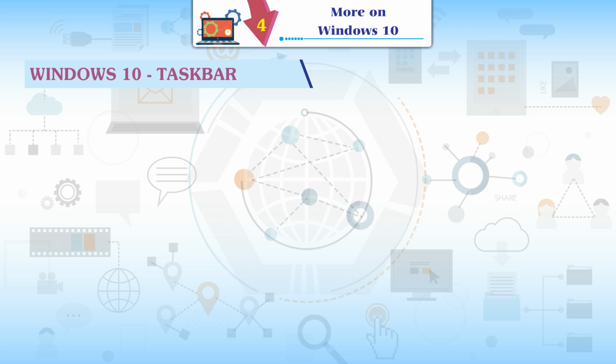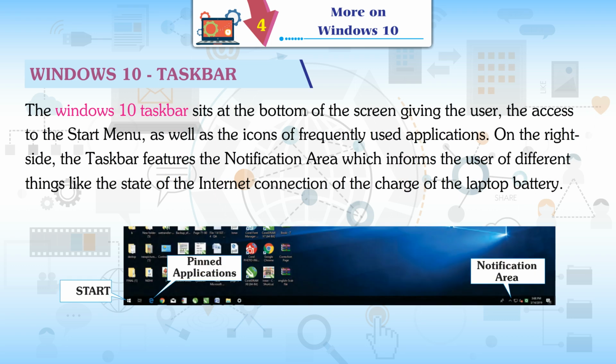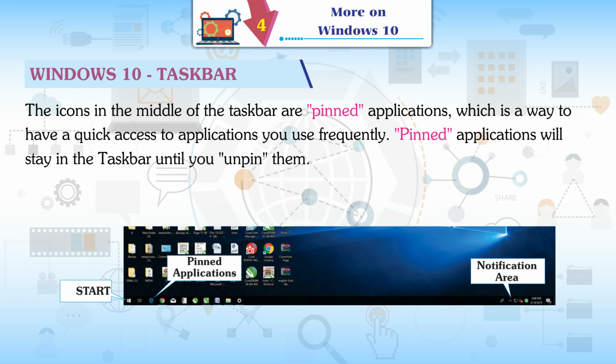Windows 10 Taskbar. The Windows 10 taskbar sits at the bottom of the screen, giving the user access to the Start menu, as well as the icons of frequently used applications. On the right side, the taskbar features the notification area, which informs the user of different things like the state of the internet connection or the charge of the laptop battery. The icons in the middle of the taskbar are pinned, which is a way to have quick access to applications you use frequently. Pinned applications will stay in the taskbar until you unpin them.